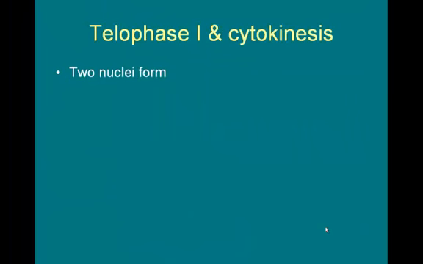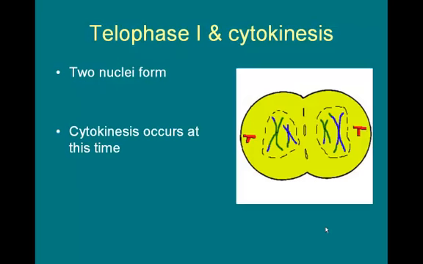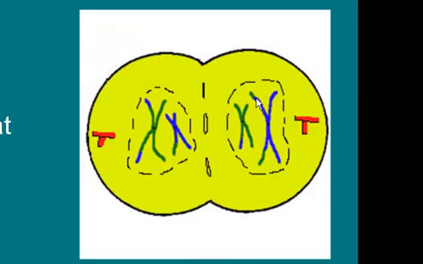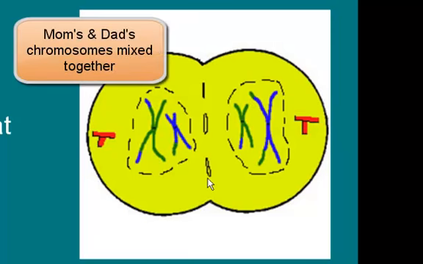And then telophase 1 and cytokinesis, you get your formation of 2 nuclei, and cytokinesis occurs, so the cell divides in half. I'm just lumping them together even though, you know, they're 2 different stages. So here you have 2 new nuclei, each one with a full chromosome, but if you'll notice, because those blue and green chromosomes exchange some material, each chromosome is different now.